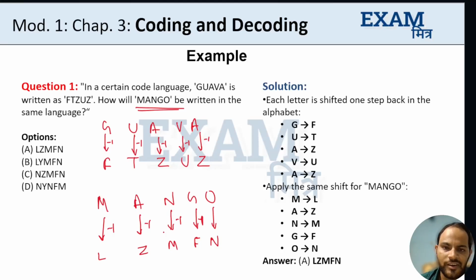So this is purely letter coding. Okay, so the answer is option A, L, Z, M, F, N. You can see I have also written this solution here so that it will be easy for you to understand, but also understand the process. Okay, let's move to the second example.